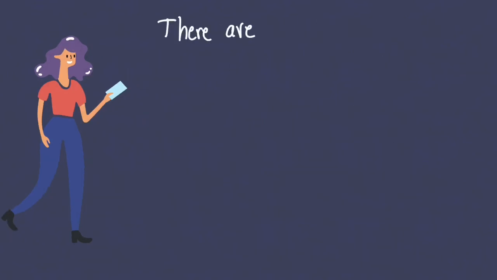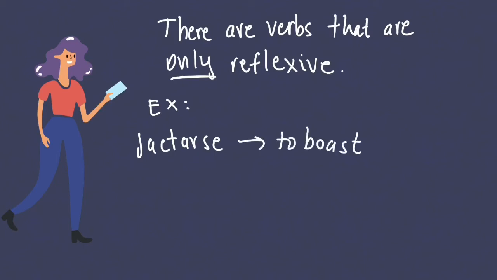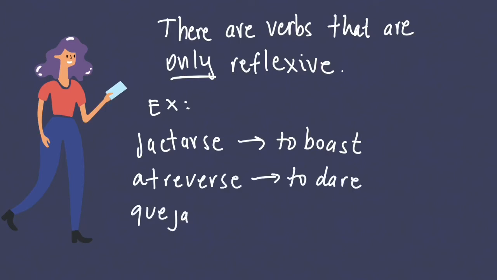Now, there are certain verbs that are only reflexive. And here are the most common ones. Jactarse, which means to boast. Atreverse, which means to dare. And quejarse, which means to complain.